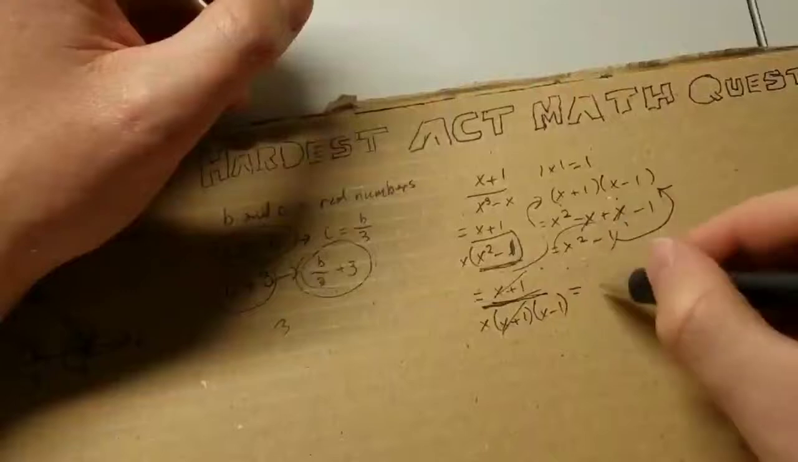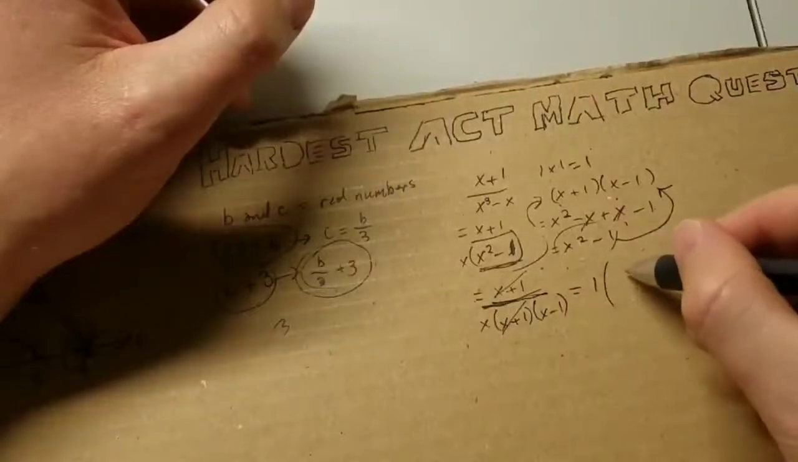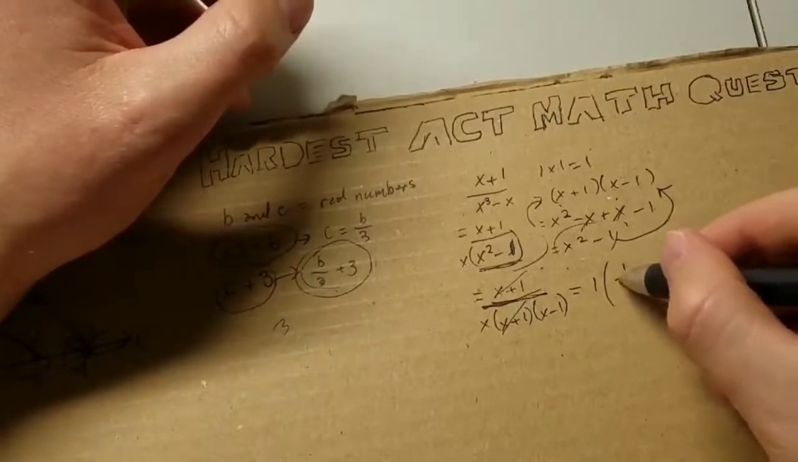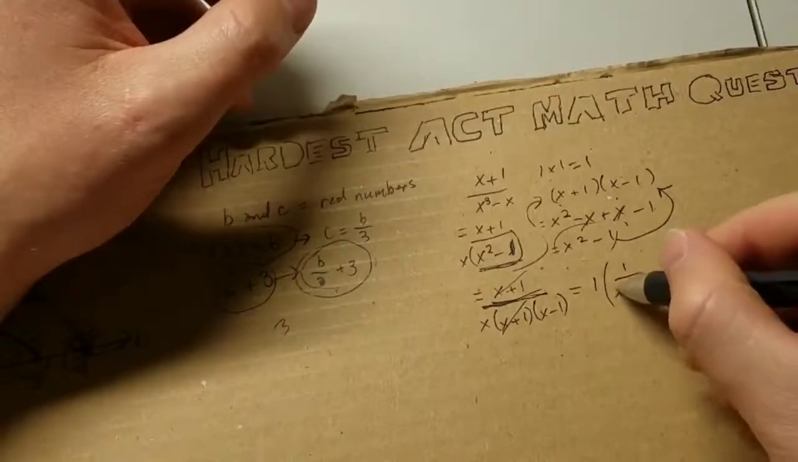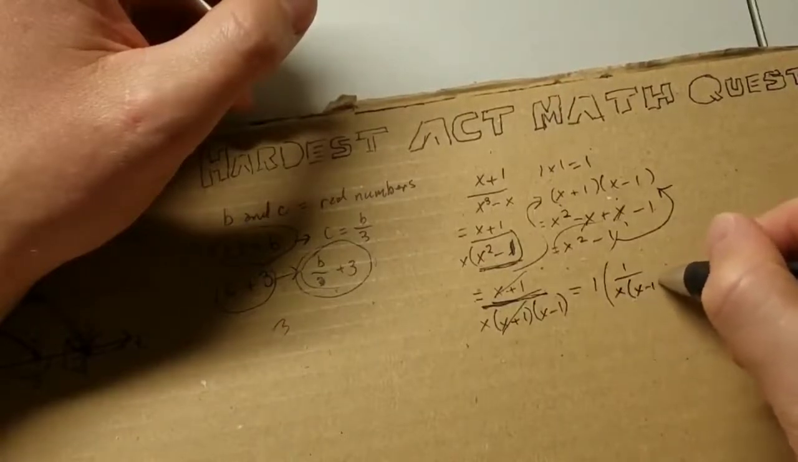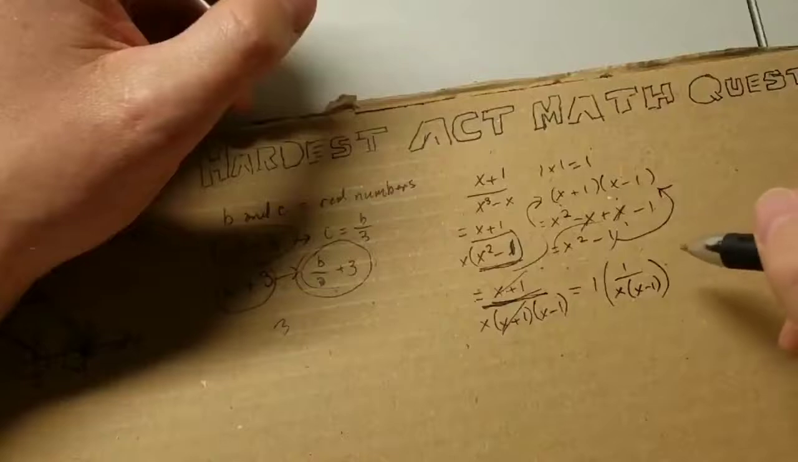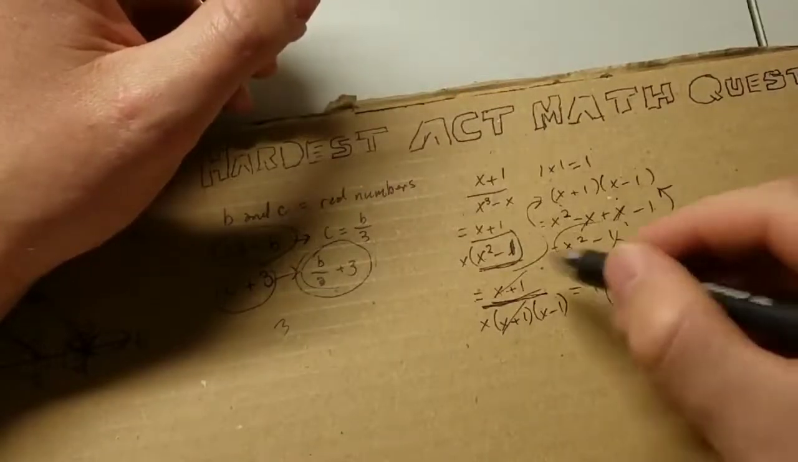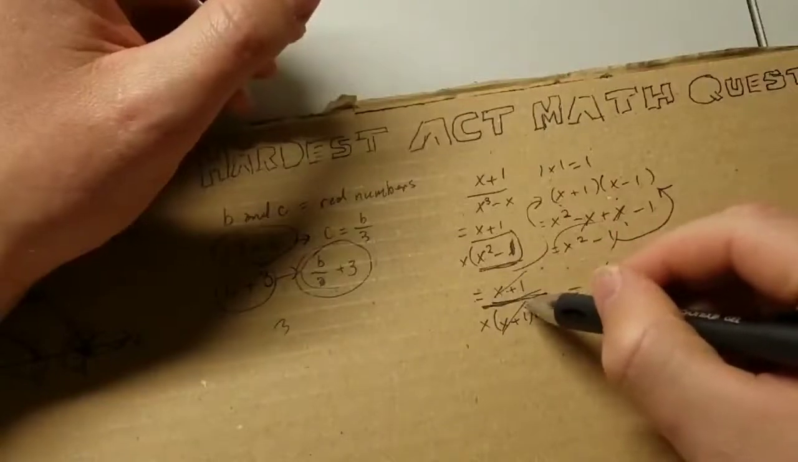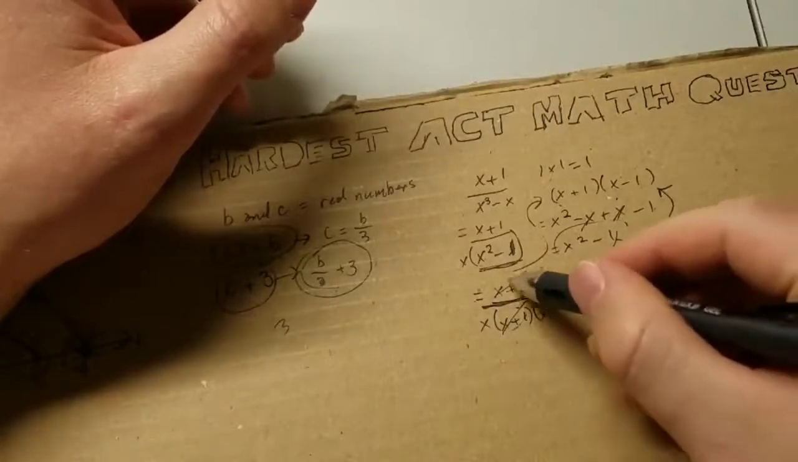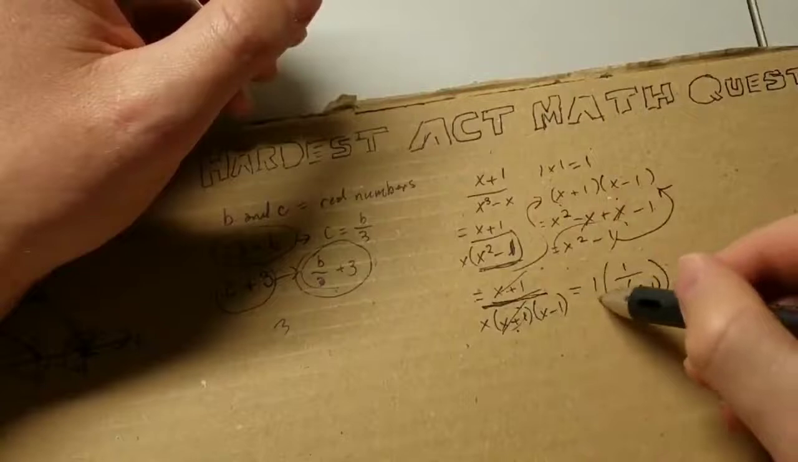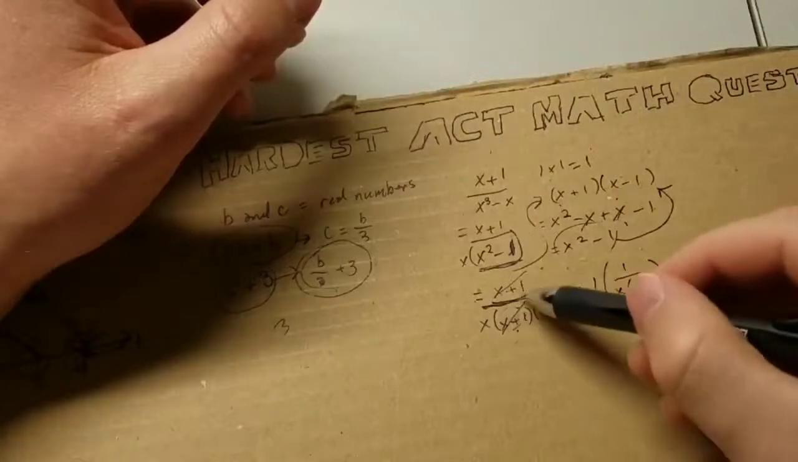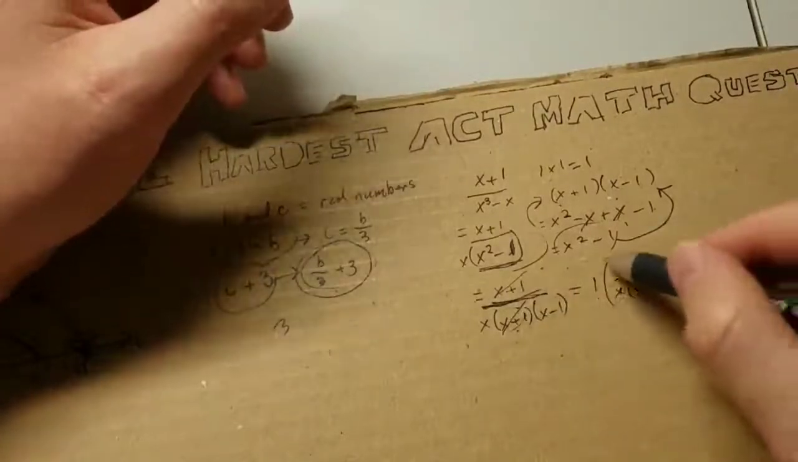So it's like saying 1 times 1 over x times x minus 1, where this one is this thing divided by itself. So anything divided by itself is always 1. So we basically just pull this out and we're left with this.